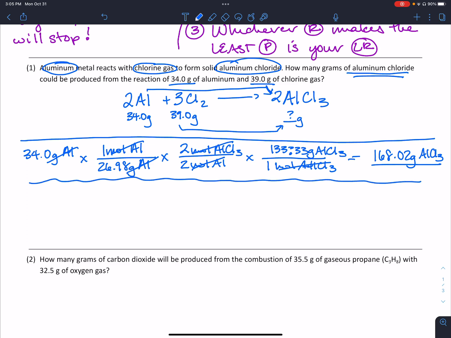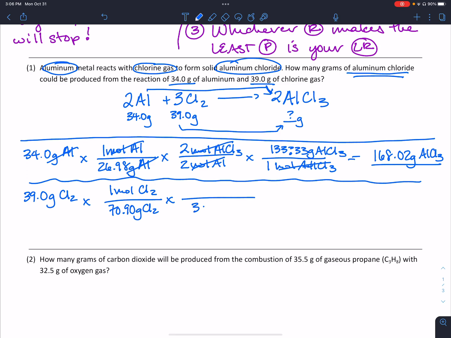All right, so now I repeat, but this time I start with my 39 grams of Cl2. Molar mass step first. 1 mole of Cl2 has a molar mass of 70.90 grams of Cl2. Next up, mole ratio step. And I look at my balanced reaction. 3 moles of Cl2 can produce 2 moles of AlCl3. And then last, my molar mass step for aluminum chloride. 1 mole of AlCl3 has a mass of 133.33 grams.